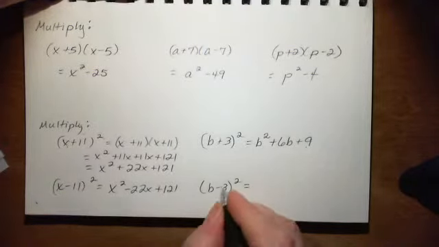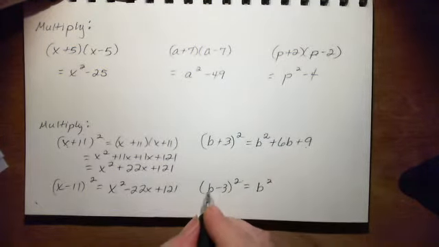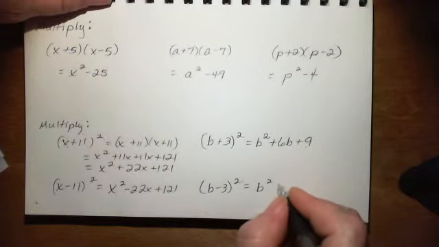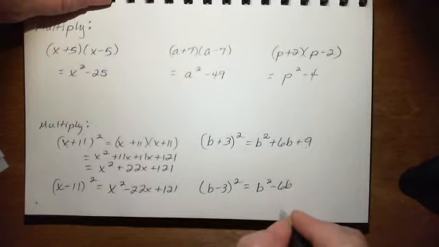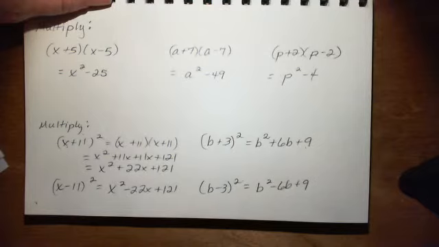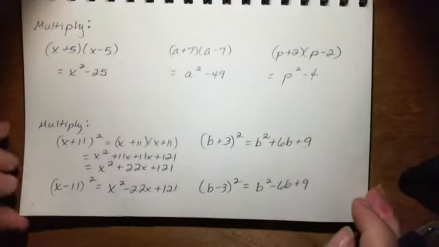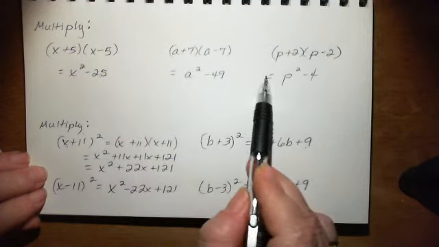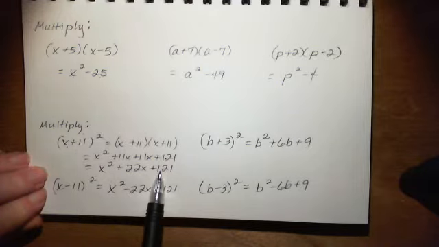Alright, so what about the pattern here? We'd be squaring b. We'd be multiplying b times negative 3 two times, so that's negative 3b, which gives us negative 6b. And when we square negative 3, again we get a positive 9. So those are the patterns of a sum times a difference for a difference of squares. And the square of a binomial always comes out a trinomial.